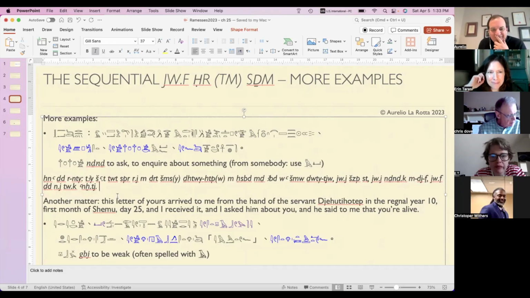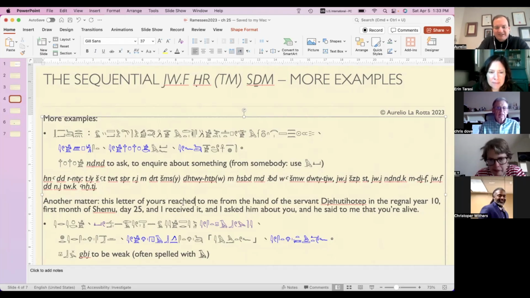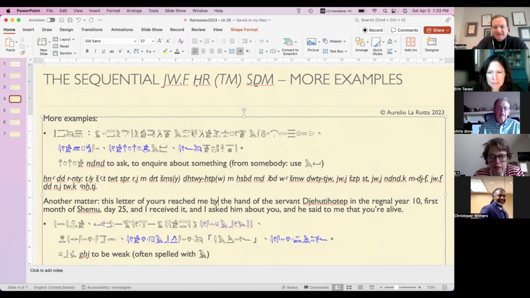So let me go through this again. This letter of yours arrived to me, or reached me. Let's make it idiomatic: reached me by the hand of the servant Jehudi Hotep in the 10th regnal year, first month of Shemu, day 25. And I received it. I asked him about you, and he said that you're alive.